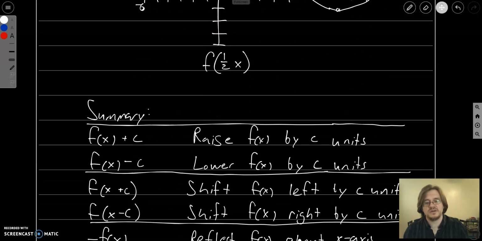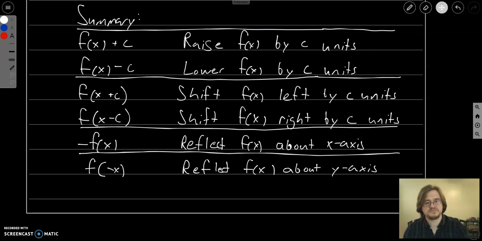So let's review everything that we've seen. We can lift up or raise a function by adding c to the height, or we can lower a function by subtracting c from the height of a function. We can shift to the left or to the right. We shift to the left by adding c to x, or we shift to the right by subtracting c from x.